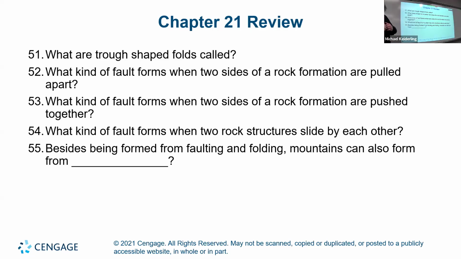The kind of fault that forms when two sides of a rock formation are pulled apart is a normal fault. So normal faults come from stretching or tension. The kind of fault that forms when two sides of a rock formation are pushed together is a reverse fault. And the kind of fault that forms when two rock structures slide by each other is a transform or strike slip fault. And besides being formed from faulting and folding, mountains can also form from volcanic processes.